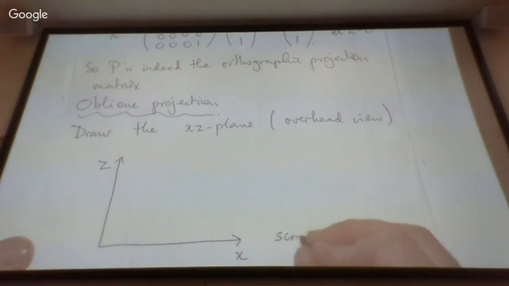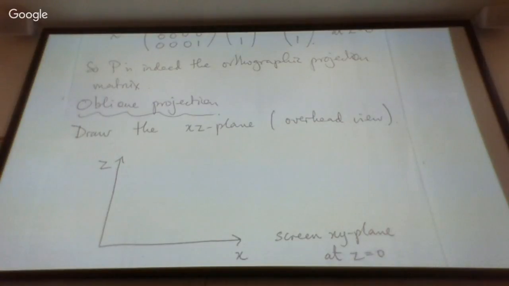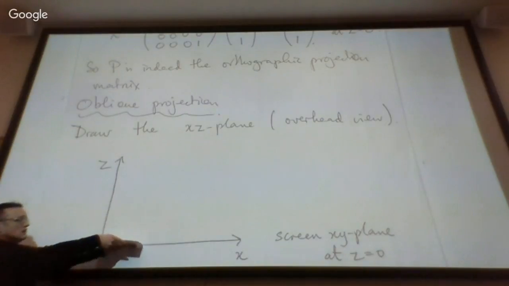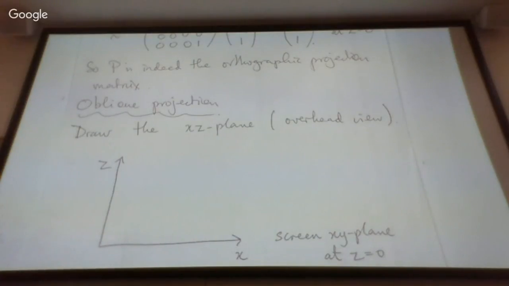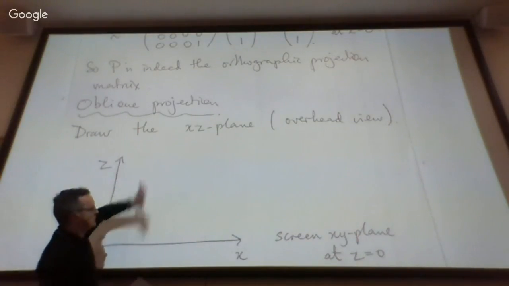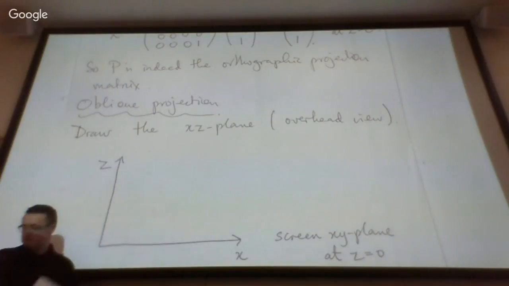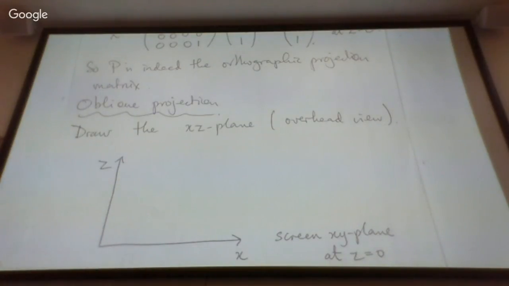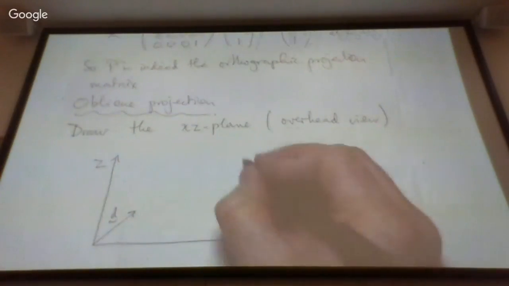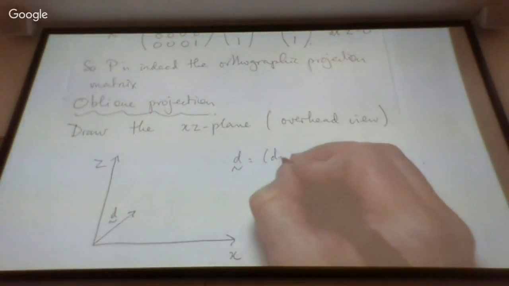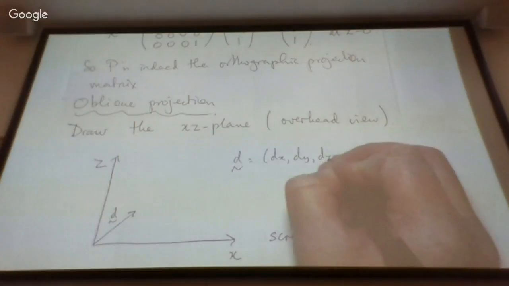So the screen is located here. The screen is the xy plane at z equals 0. We can't actually see the image on the screen because the screen is just this plane which is coming vertically out of the page. This is the projection screen, and the environment that we're looking at is over here, and we're going to project it onto the screen. But we've got a projection vector D, which we'll say has components dx, dy, dz.